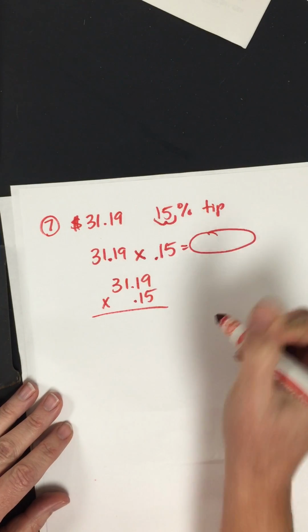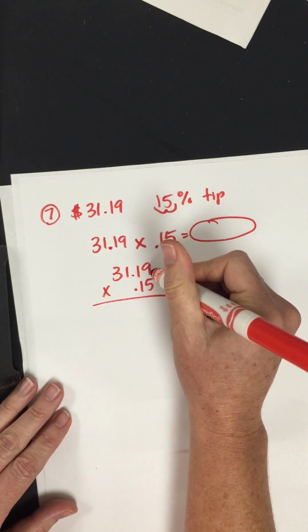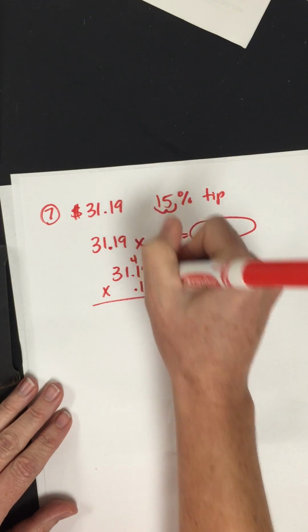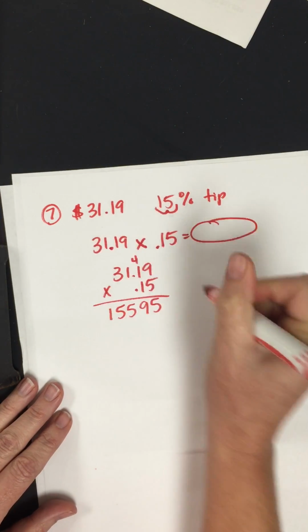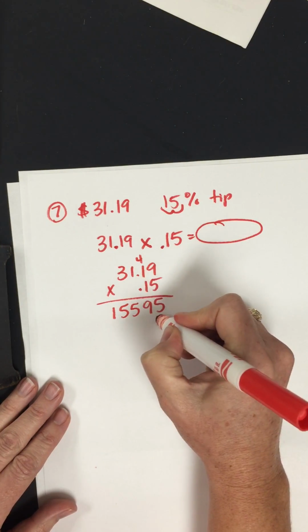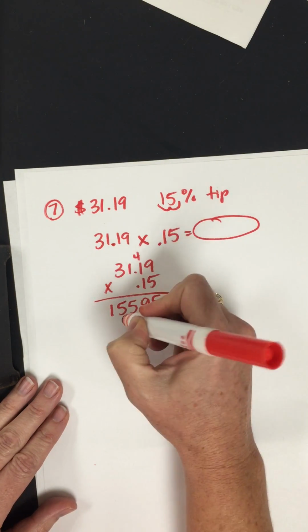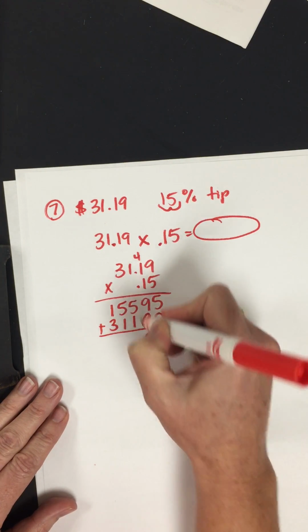Remember, multiplication, you do not need to line up decimals. In this case, it just naturally happens. 9 times 5 is 45. 5 times 1 is 5, 9, 5, 15. Before I multiply times 1, I got to put my 0 down. 1 times 9 is 9, 1 times 1 is 1, 1 times 1 is 1, 1 times 3 is 3. Now add these together.